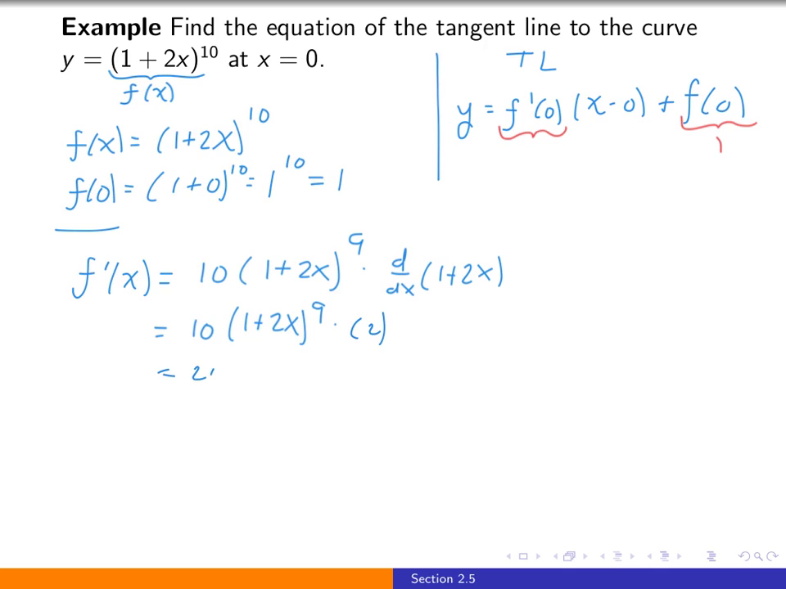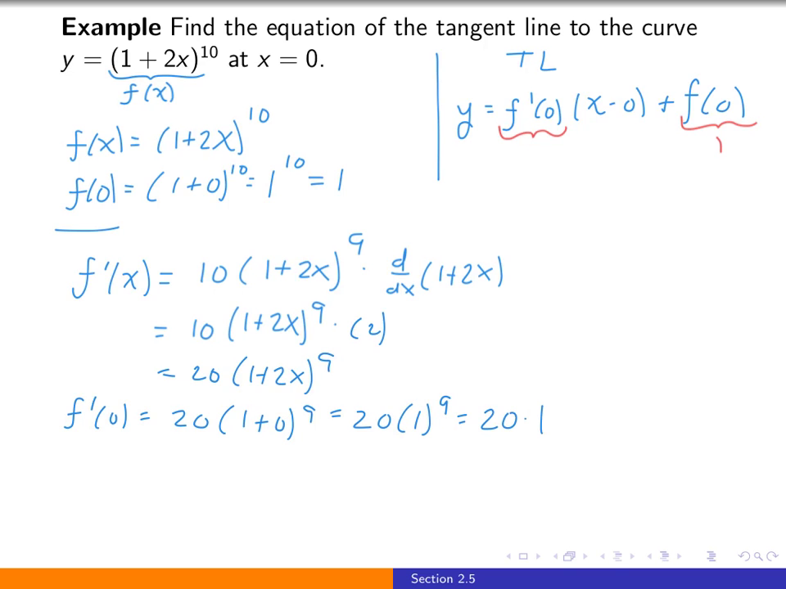So we have 20 times 1 plus 2x to the 9th. So f prime of 0 is 20 times 1 plus 0 to the 9th, which is 20 times 1 to the 9th, which is 20 times 1, which is 20. So the slope of our tangent line is the number 20. Putting this together, we have that the equation of the tangent line is y is equal to 20x plus 1.